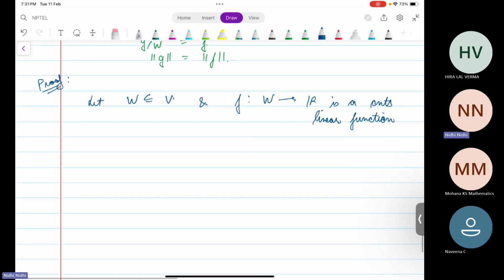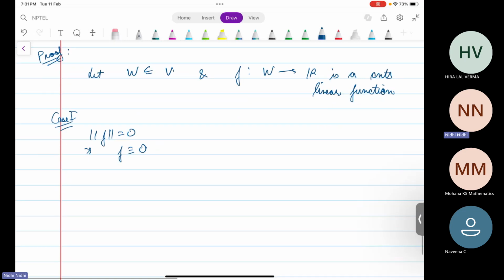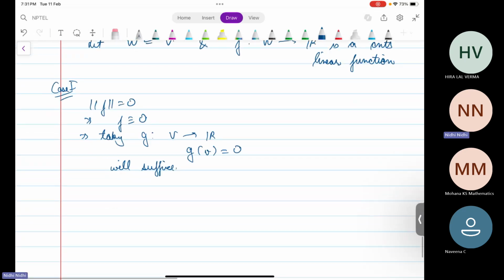Now suppose norm f is equal to 0, then clearly f is trivially equal to 0, and in that case taking g from V to R, g(v) equal to 0 will suffice our requirement, and hence we will be done. Now case 2, when norm f is non-zero.